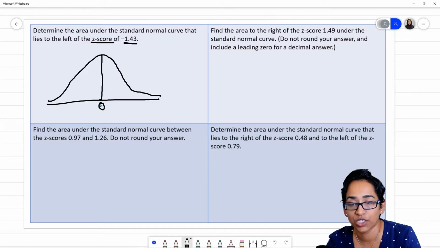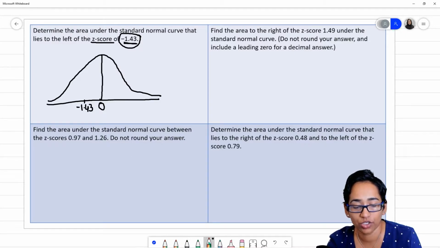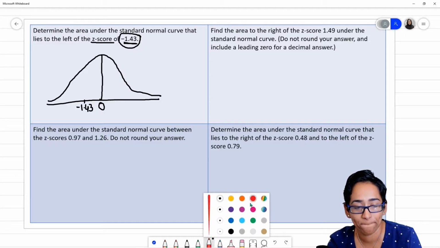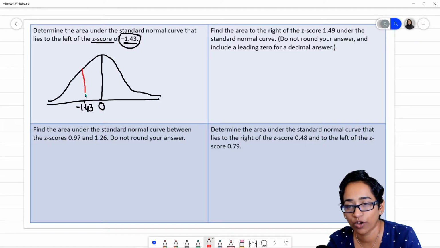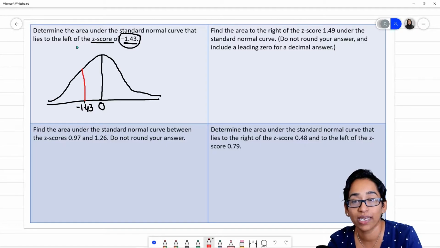Okay, this is my z-score 0, and I want to find -1.43. So -1.43 is somewhere here. All right, I'm going to change the color to a red color. So this is -1.43, and they want me to find the area to the left. So this is the area to the left. This is the area that I'm finding.